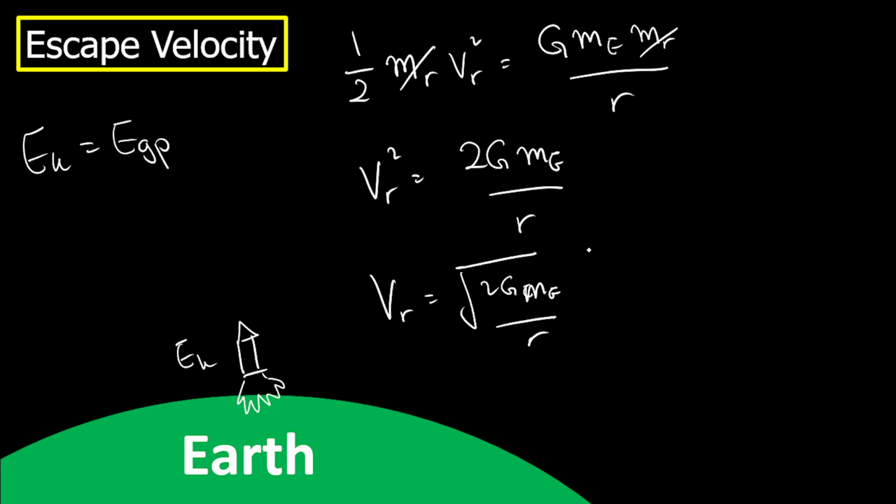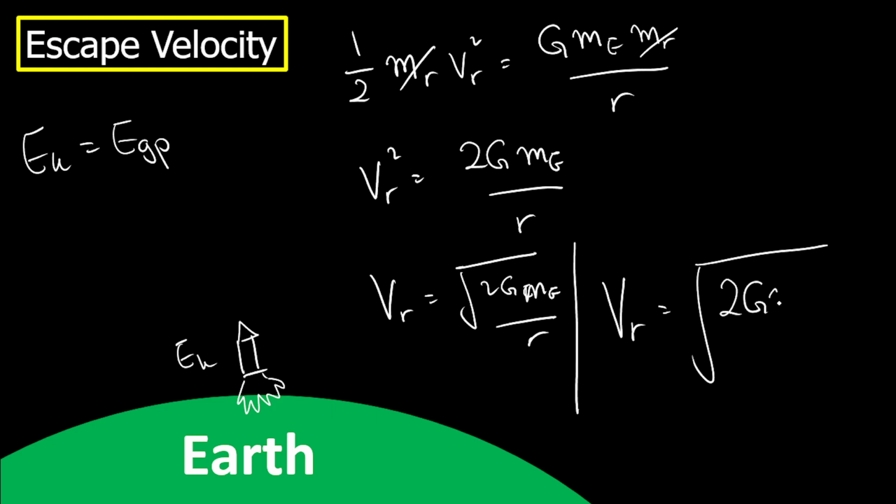So let me just rewrite that again. It's going to be Vr equals the square root of 2G Me, the mass of the earth, over r. Now say you are on Mars instead, or Venus, then the mass of the earth is simply the mass of that particular planet. Next, let's look at the velocity of a satellite.